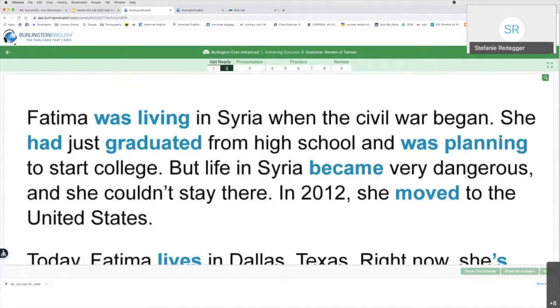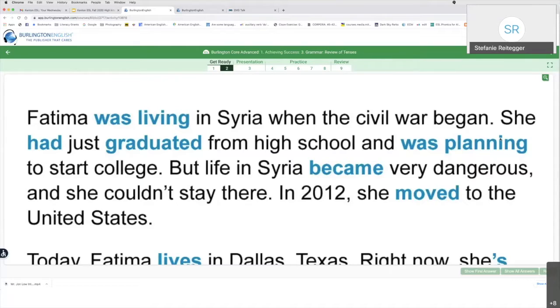Fatima was living in Syria when the civil war began. She had just graduated from high school and was planning to start college, but life in Syria became very dangerous and she couldn't stay there. In 2012, she moved to the United States.